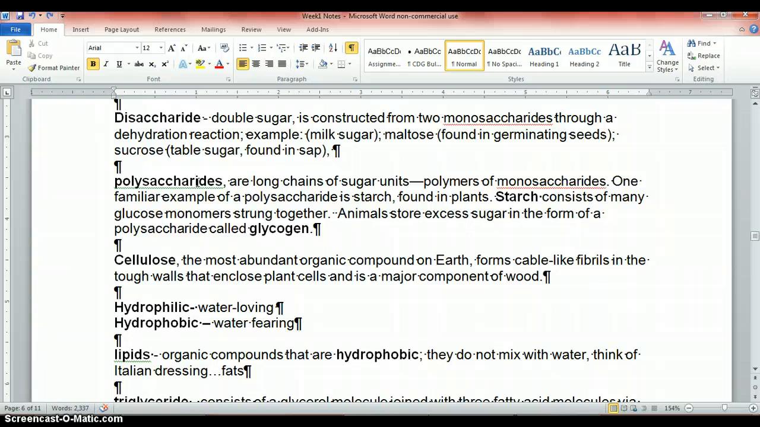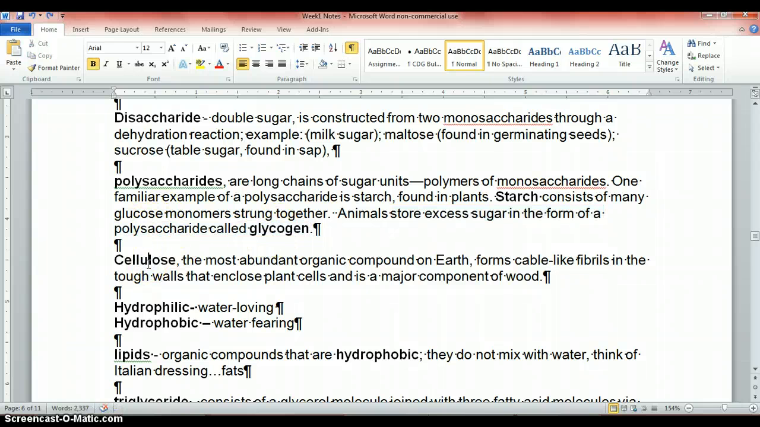Polysaccharides. This means there's a lot of these monomers together now. These are long chains of sugar units. And an example is starch. Remember, starch is found in plants. We call starches like potatoes, pasta, all the good stuff. And that starch is what gives the plant strength. Animals ourselves, if we don't use all our excess sugar, we're going to store them in a polysaccharide called glycogen. That's just a little note.